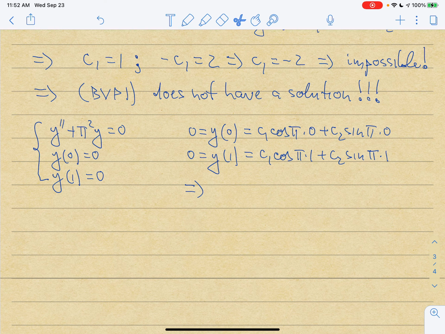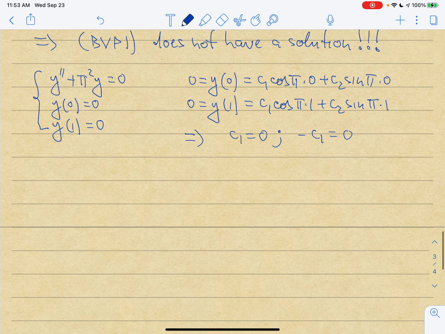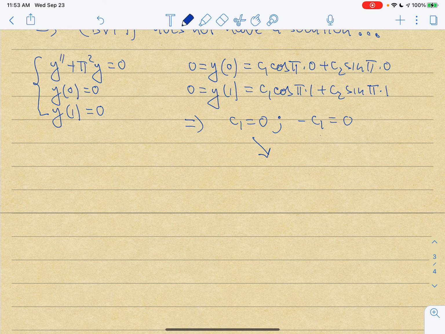Still, just like before, sine of 0 is 0. Cosine of 0 is 1. So from the first equation, I have C1 is 0. What about the second equation? Sine of pi is still 0, cosine of pi is still minus 1, so from the second equation I get minus c1 equal to 0. Well, both of these equations tell me actually the same thing, that c1 is 0, right? Because I can divide the second equation by minus 1 and I still get c1 equal to 0.